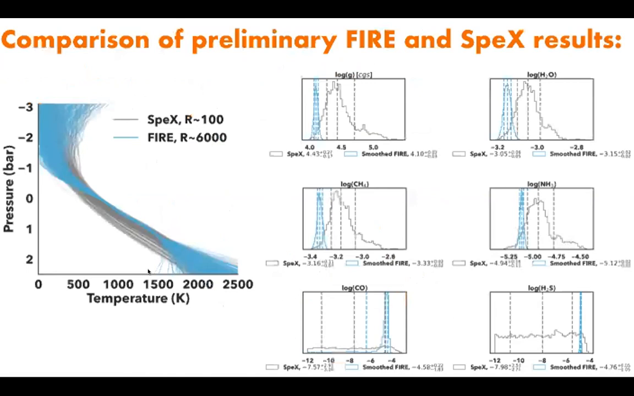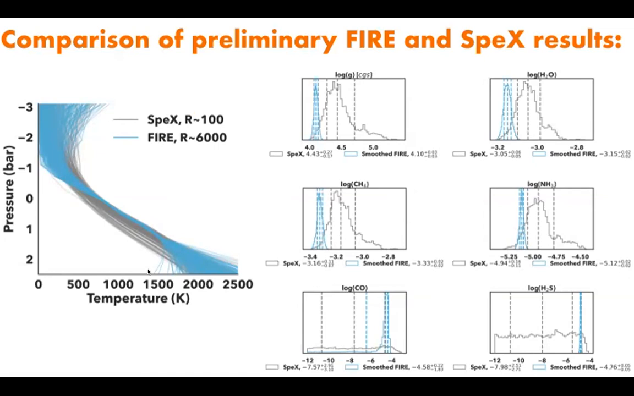So here I'm comparing our preliminary FIRE results to the constraints from SPECS. The FIRE results are in blue and the SPECS constraints are in gray. Overall, we see a much higher precision on all of our retrieved parameters. For the retrieved temperature-pressure profiles on the left, we have very tight constraints from about 0.5 bars to 15 bars, which is consistent with what region of the atmosphere we expect these observations to probe.